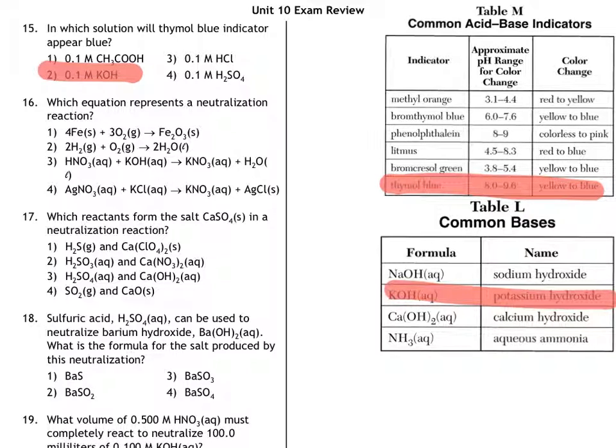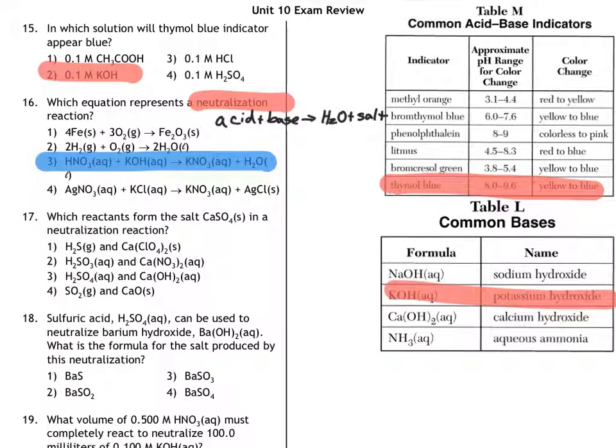KOH is a base. After 9.6, which is the base range, we should get blue, so I think 15 is choice 2. Now for number 16, they just want to know which equation represents a neutralization reaction. A neutralization reaction is one between an acid and a base that produces water and a salt. And the answer choice just jumps right out at you. It's choice 3. It says you have an acid, HNO3, in this case nitric acid, reacting with potassium hydroxide base to make this potassium nitrate salt and water.